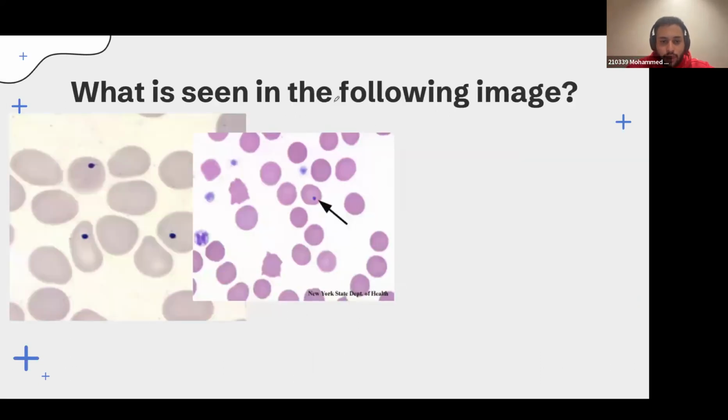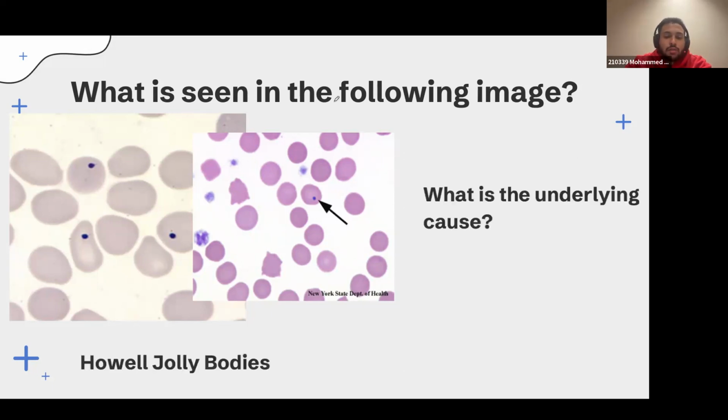Now, can you tell me what you see in this image? Howell Jolly bodies. Excellent. Okay. What are Howell Jolly bodies? Clusters of DNA, or DNA remnants. Perfect, guys. Now, can you tell me what's the underlying cause? Don't tell me a very specific thing. Tell me in general, what can cause this? Perfect, good. Hyposplenism or asplenia or spleen defect, splenectomy, whatever, okay?